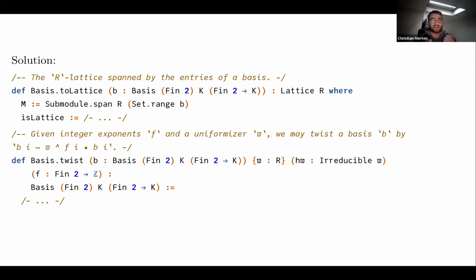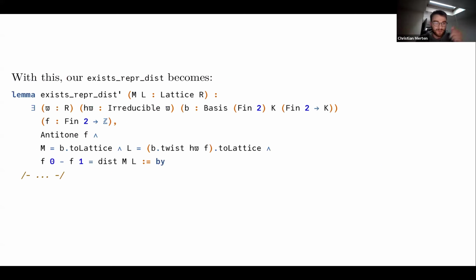And an operation basis.twist, which takes a basis and returns a new basis by just multiplying the entries with some scalar multiples or some powers of the uniformizer. And with these two operations, we can state our lemma nicer and rename it to exists_repr_dist'. And it reads now as there exists a basis in K2 such that M is the lattice generated by B and L is the lattice generated by this twisting operation applied on B.